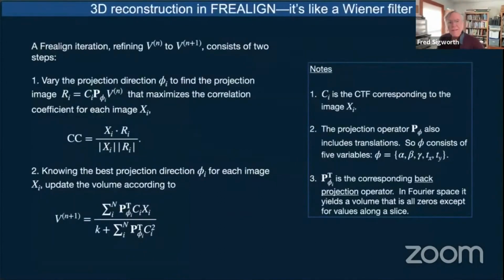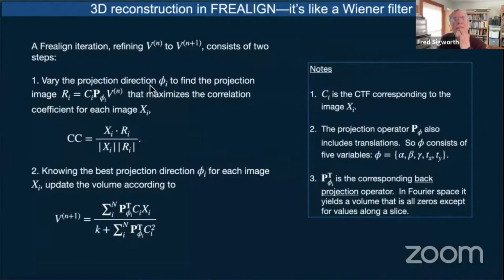So here's how Frealign works. This was Nikolaus Grigorieff's program, which was really the first single particle reconstruction program that dealt properly with the CTF. And Frealign is a refinement program. That is, you give it a starting volume and it will optimize the volume, hopefully to higher resolution than the volume that you started with. And so the Frealign iteration takes you from one estimate of the volume to the next. And here's how it works.